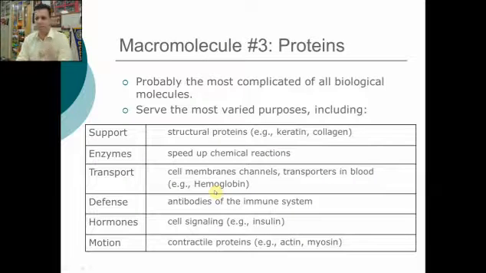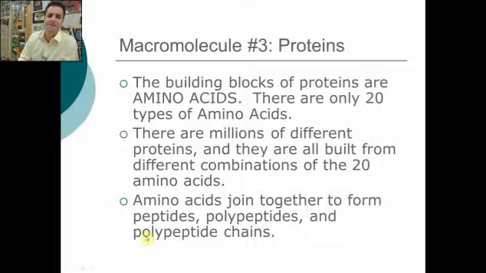Third macromolecule, proteins. These are the most complicated. They serve lots of different purposes, including support, enzymes, transport, defense, hormones, and motion, and we'll show you some of this slide by slide. Proteins are made of amino acids. Now there's 20 different amino acids, and the arrangement of all those amino acids make up the proteins. In fact, millions of different combinations are possible.